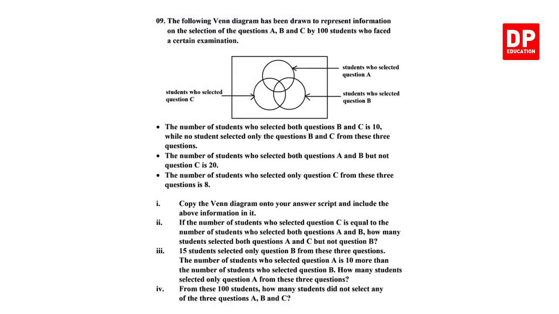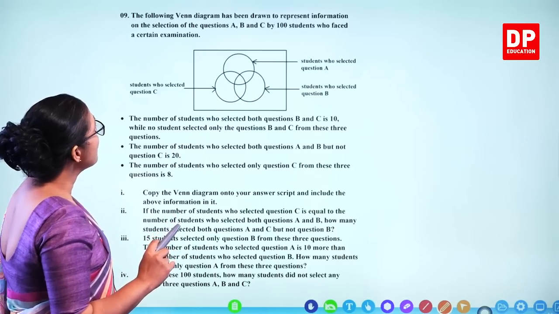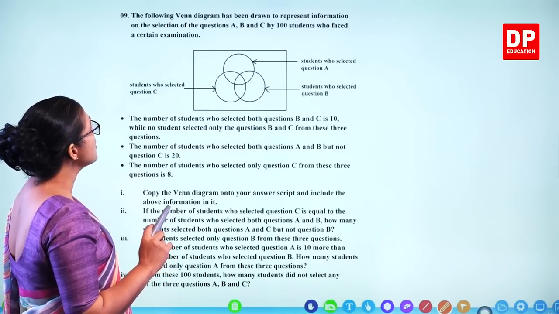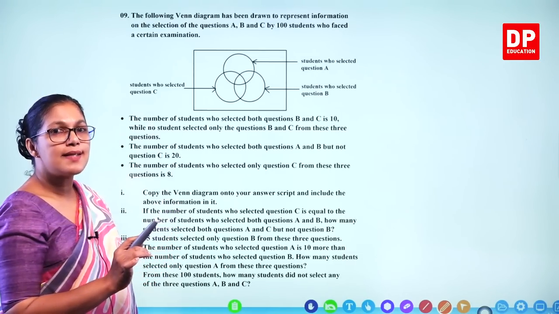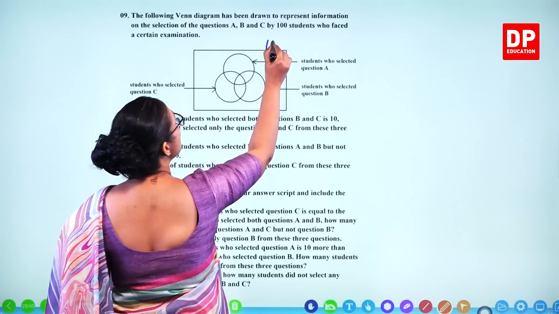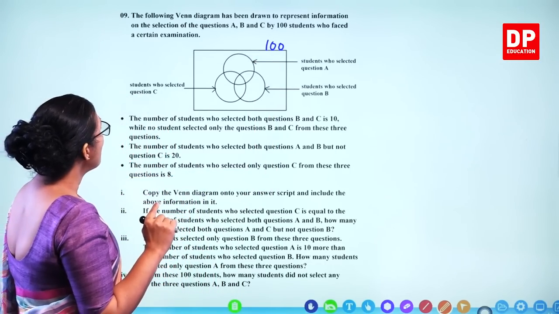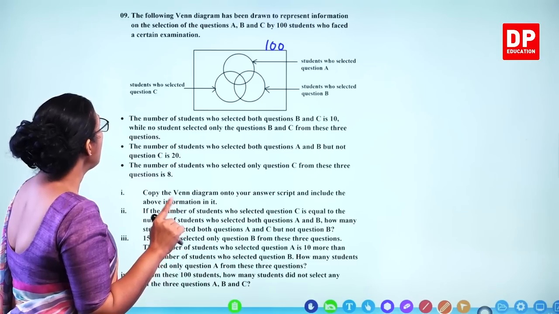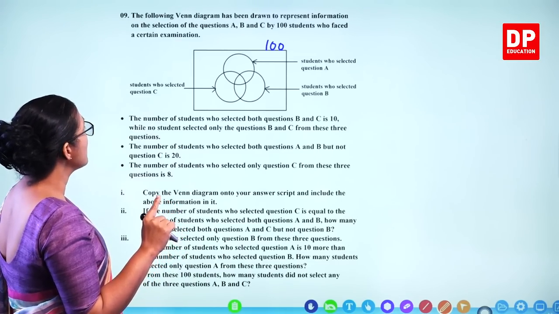Let's do question number 9. This is about Venn diagrams. The following Venn diagram has been drawn to represent information on the selection of the questions A, B and C by 100 students who faced a certain examination. So easily you can mark 100 there. Then, the number of students who selected both questions B and C is 10, while no student selected only the questions B and C from these three questions.